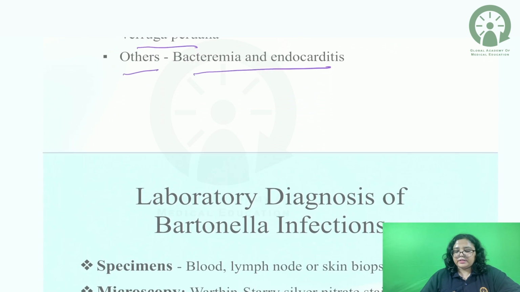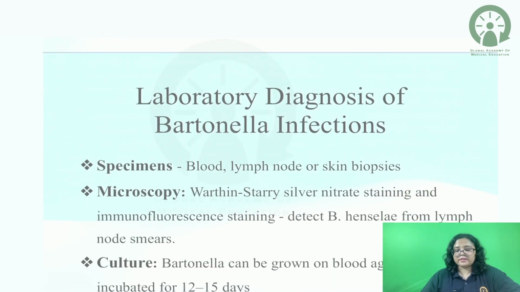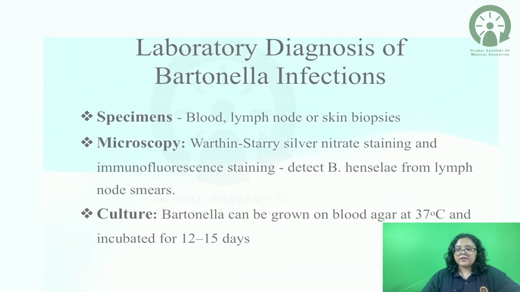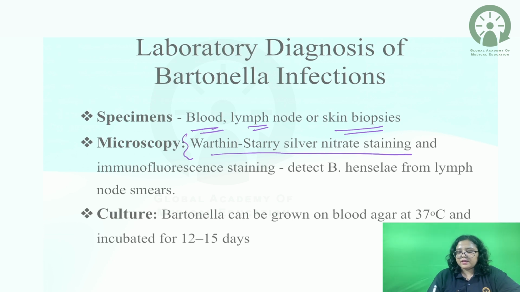So we have next the laboratory diagnosis of Bartonella infection, where we can use the blood, the lymph node, or the skin biopsies. In the microscopy, we can perform a special stain which is known as Warthin-Starry silver nitrate stain and immunofluorescence stain, where we can detect the Bartonella henselae from lymph nodes. So this may come as a question. And culture, it can be grown like other rickettsia.